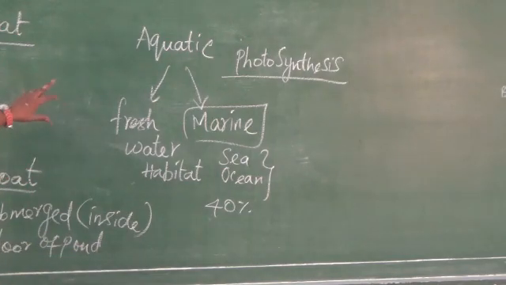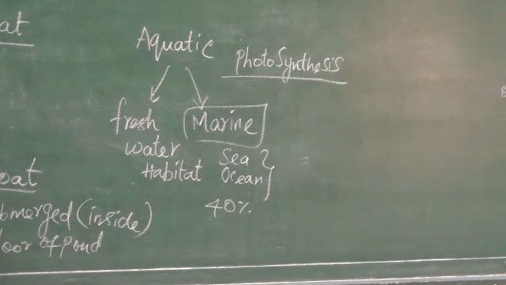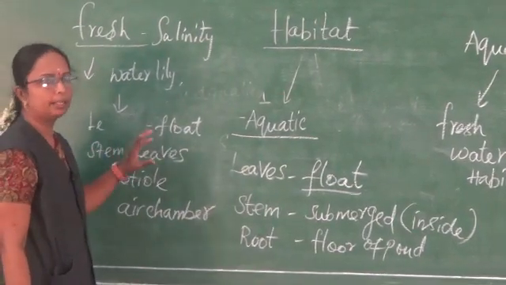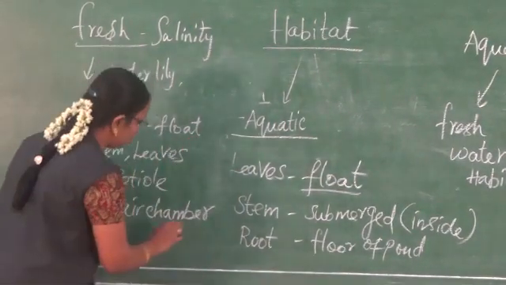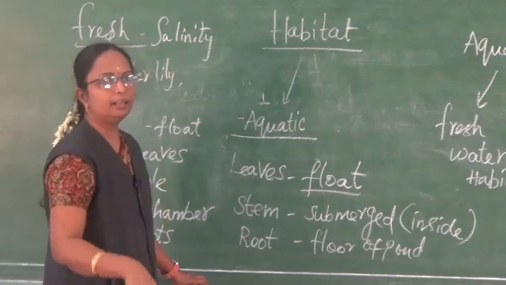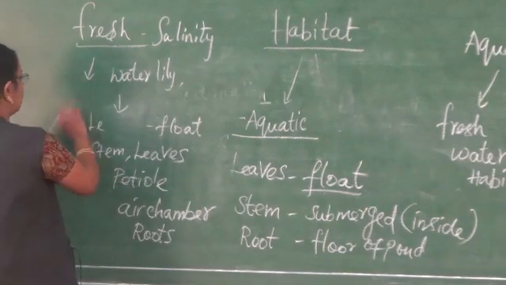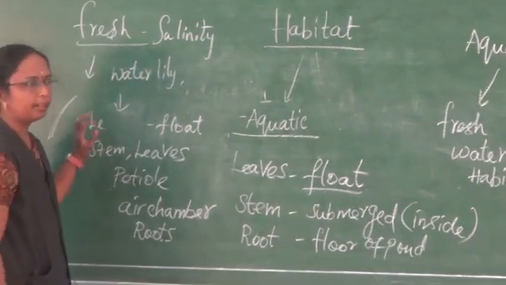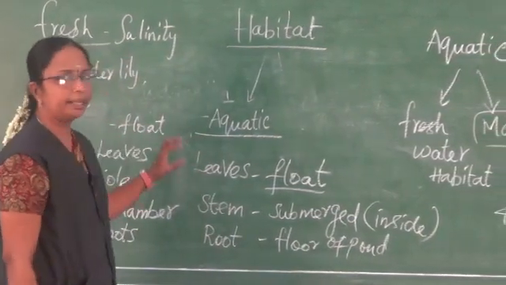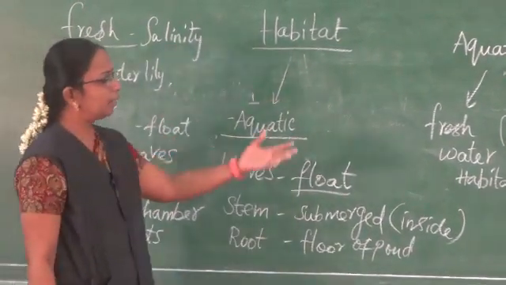So aquatic habitat includes freshwater and marine water. Freshwater includes pond, river, lake, etc. In them they contain many air chambers in their leaf and stem, and their roots are poorly developed. They are found deep inside the water. The stem and leaf petiole contain many air chambers. Petiole means the portion where the leaf arises. In them the cells are loosely arranged. This is the modification found in freshwater plants.